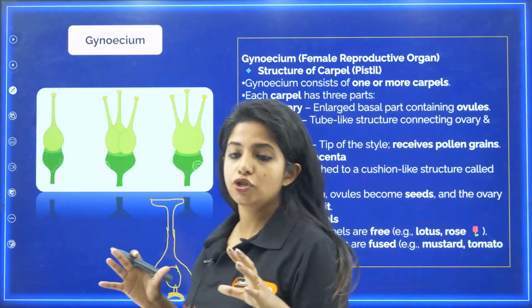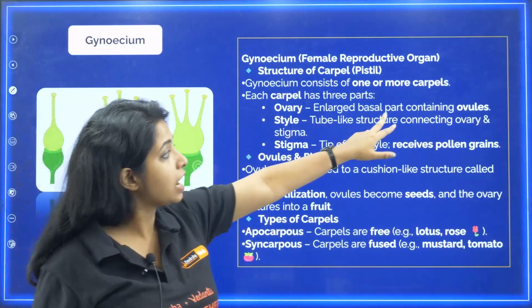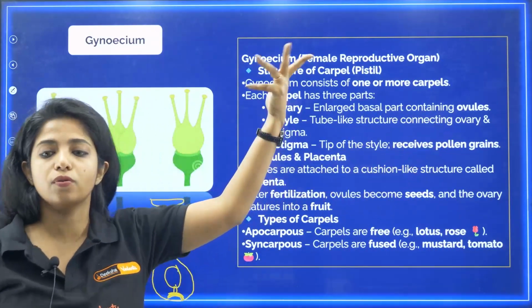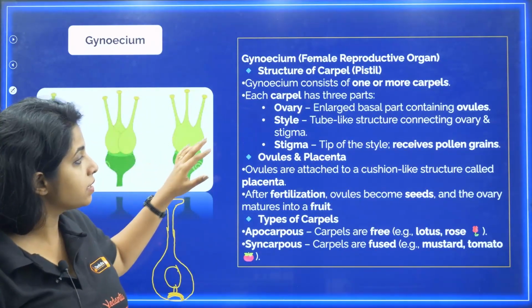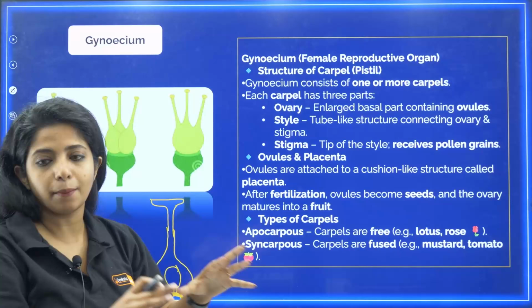So the basic structure of carpel is that there is an ovary, the enlarged basal part containing what? The ovule or the ovules, either way. Style, the tube-like structure connecting what? The ovary to the stigma. Stigma is the tip of the style where the pollen grains would be coming and landing.